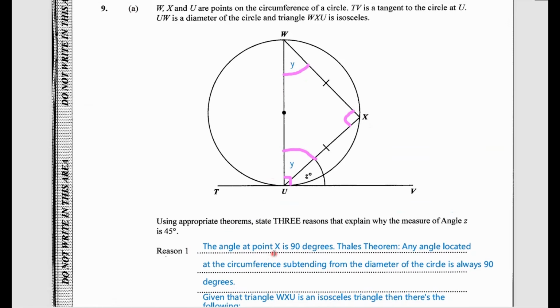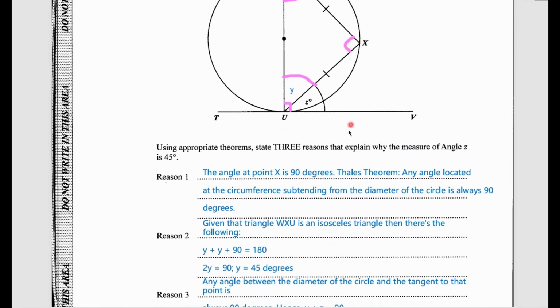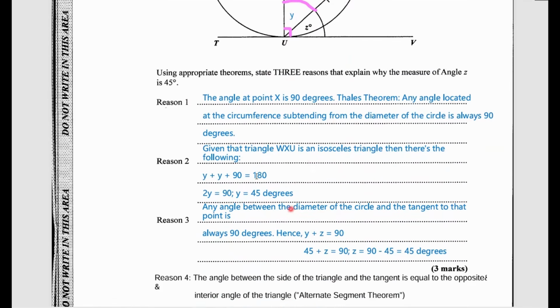The angle at point X is 90. Now, how do you know that? That's Thales' theorem, where any angle located at the circumference subtending from the diameter, which is this, is always 90.